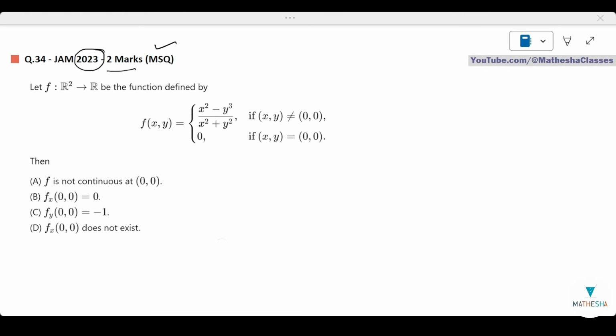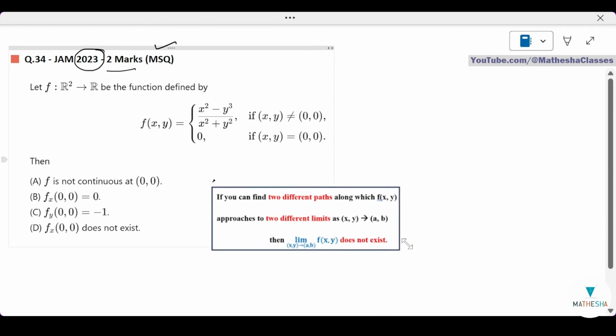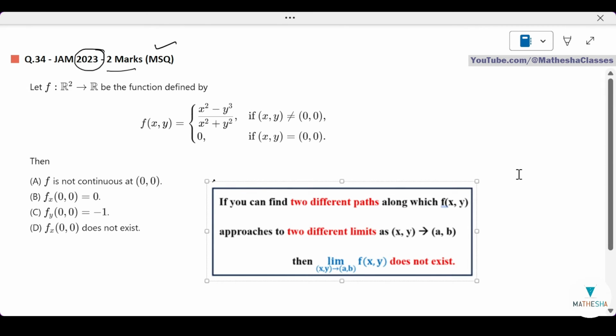तो हमें यहाँ पे भी बताना है कि what is the value of the partial derivative and whether the function is continuous at 0 0 or not. एंड यहाँ पे भी हम स्टार्ट करेंगे उस रिजल्ट से that if you can find two different paths along which f(x,y) approaches different limits, then limit of f(x,y) does not exist. So first of all यहाँ पे भी हम दिखाएंगे कि लिमिट 0 0 में एग्जिस्ट नहीं कर रहे एंड बिकॉज ऑफ दैट it will fail to be continuous at 0 0.